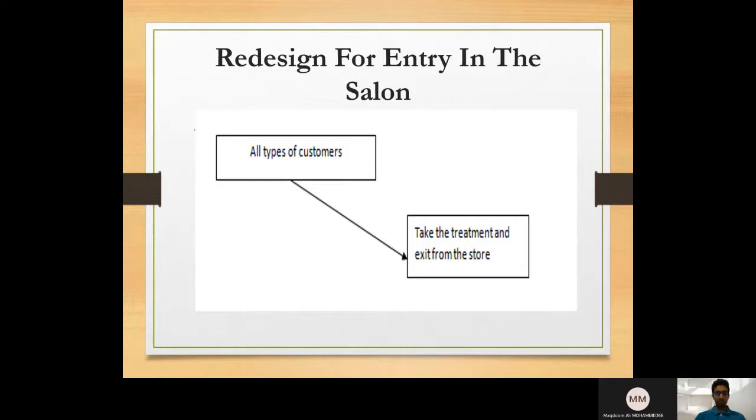Redesign for exit from the salon. At the exit point, the customers who want to purchase beauty products can stay. The rest of the people can exit straight away from the salon. This will save a great deal of time for the salon and the customers.